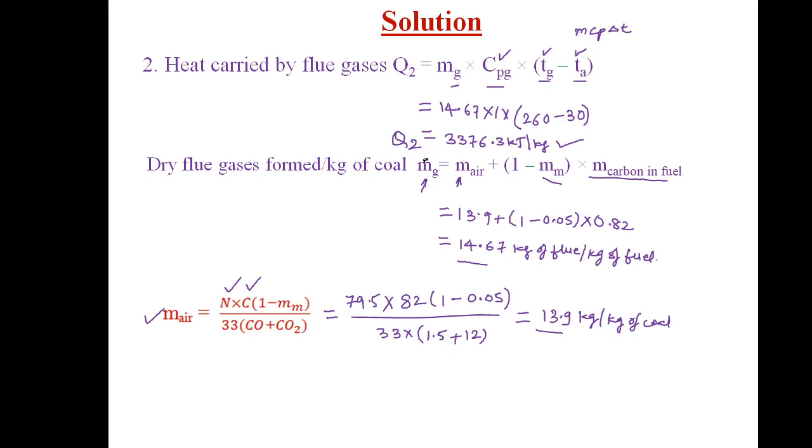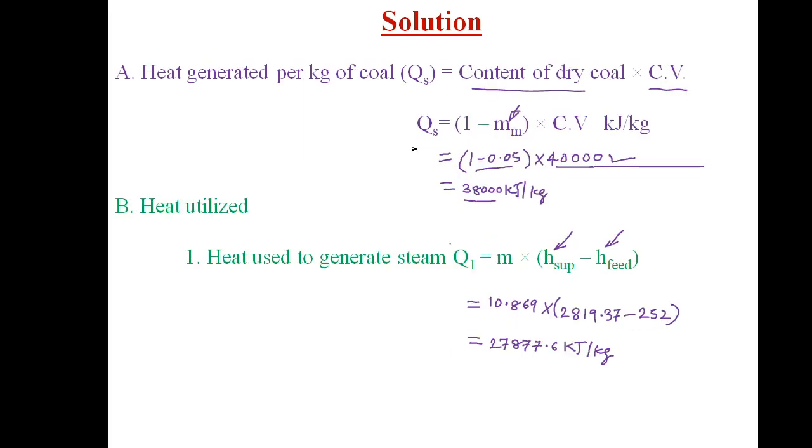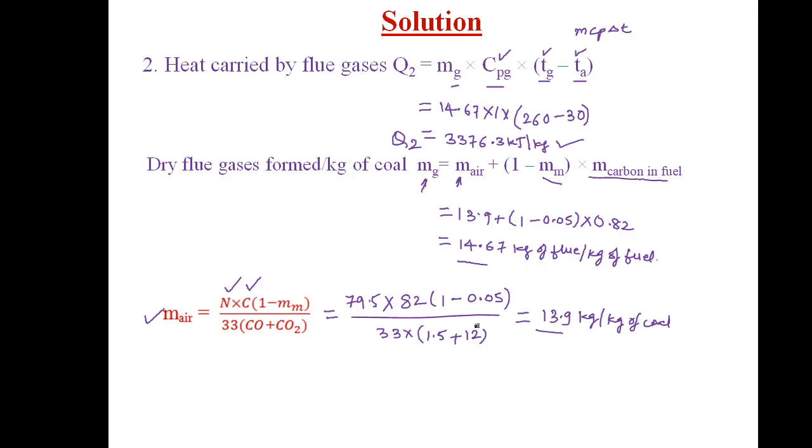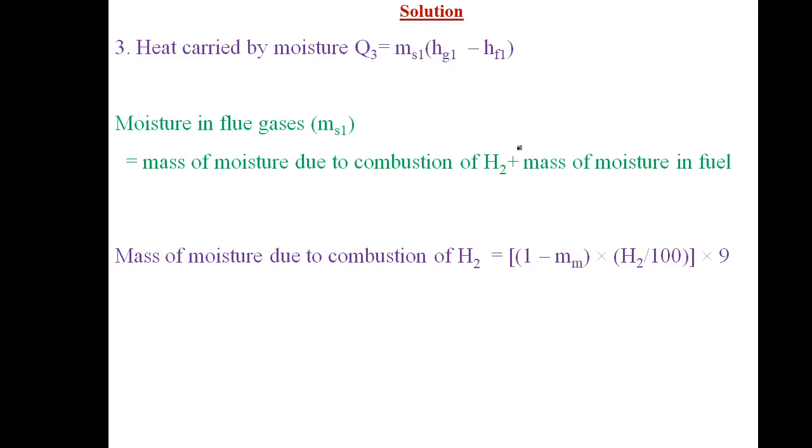So this is the amount of heat carried, Q2, by flue gases. The first one is the amount of heat utilized to generate steam, which we have calculated here, 27,877. Amount of heat supplied is 38,000 kilojoules per kg of fuel. This is the first part which is utilized. This is the second part which is carried by hot gases. Then third, heat carried by moisture. So mass of moisture present in the flue gases ms1, then enthalpy of steam in the flue gases hg1, and hf1 is the enthalpy of water at boiler house temperature.